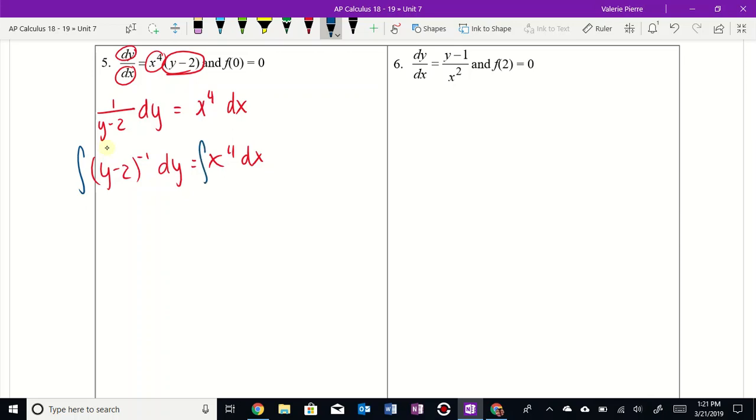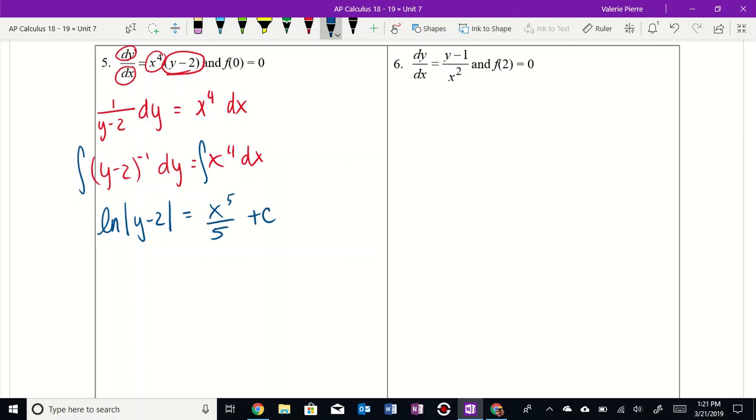So when we take the integral of both sides, we have a function to the negative 1, so that gives us ln. So we have ln of the absolute value of y minus 2 equals x to the 5th over 5 plus c.